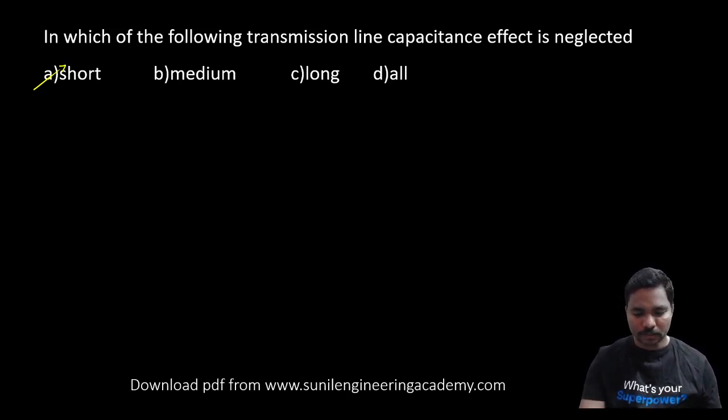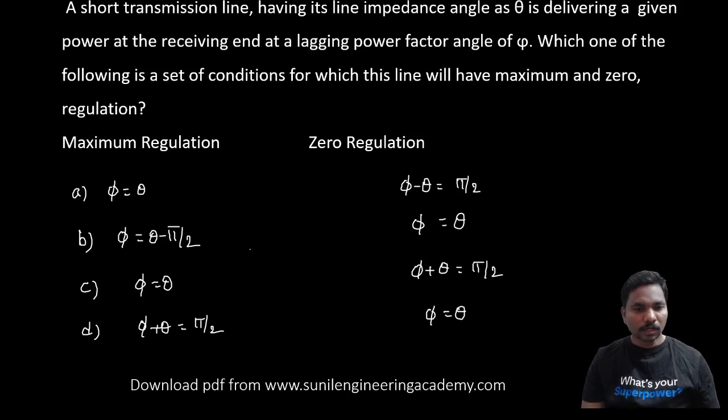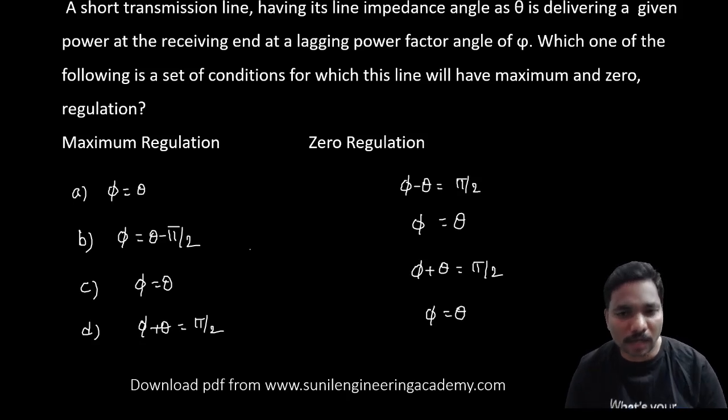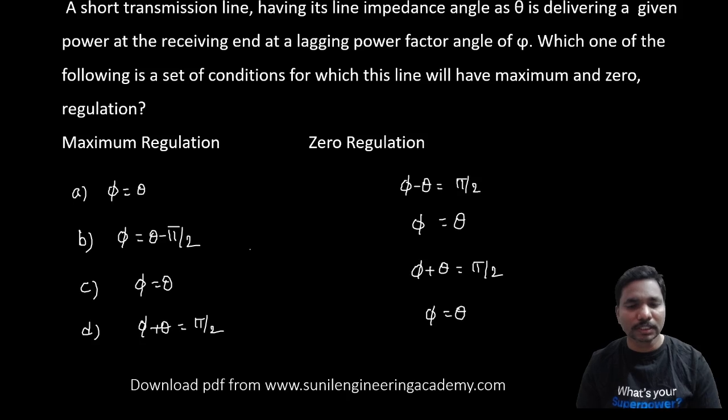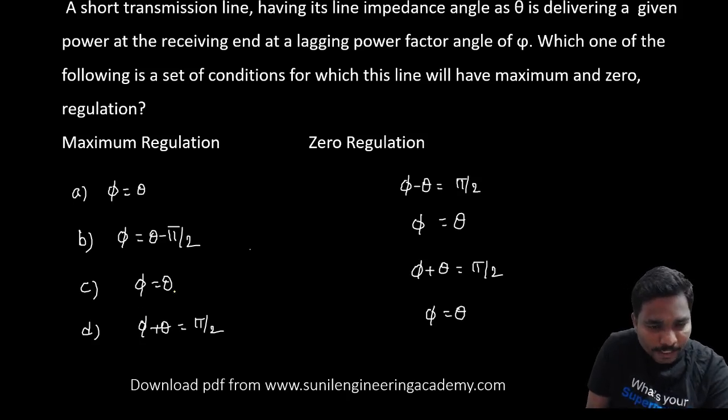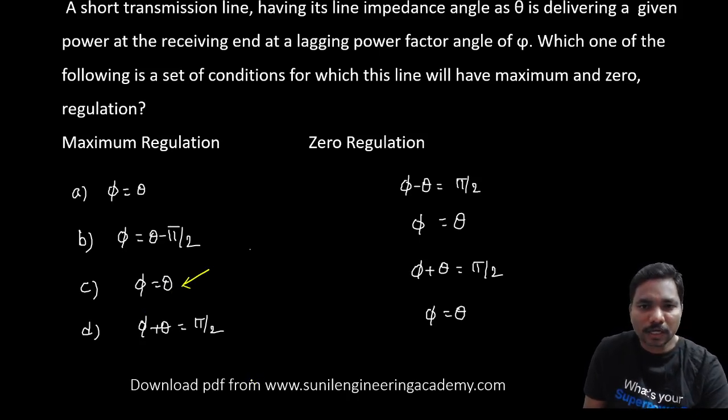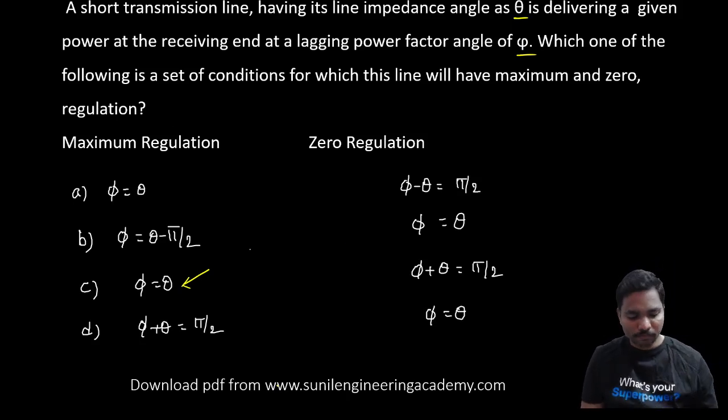Okay, coming to the next question. Here maximum regulation, minimum or zero regulation based questions we have. What are the conditions? Whenever phi is equal to theta, or theta is equal to phi. We know very well theta is nothing but impedance angle and phi is nothing but power factor angle. Whenever both are equal, then we will get maximum regulation.